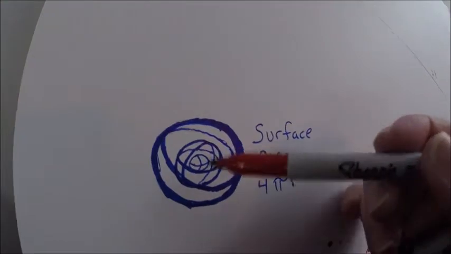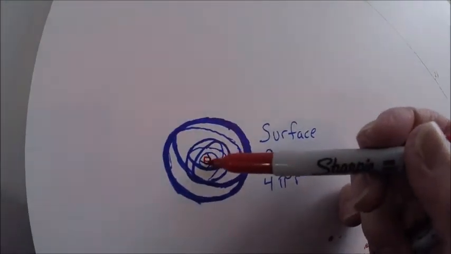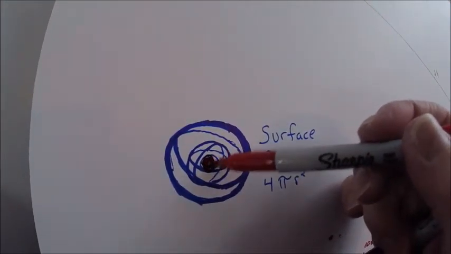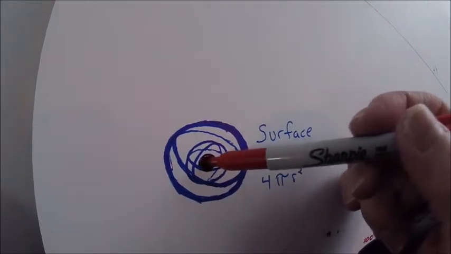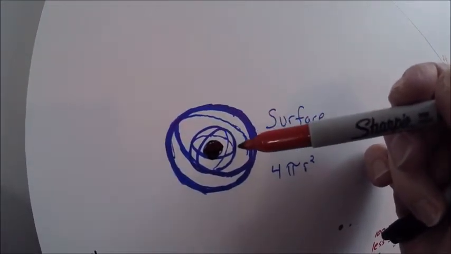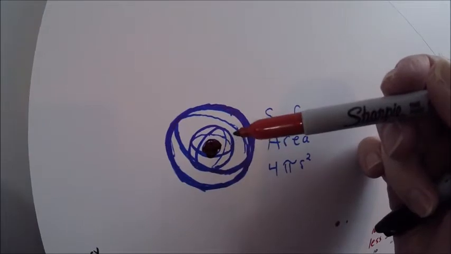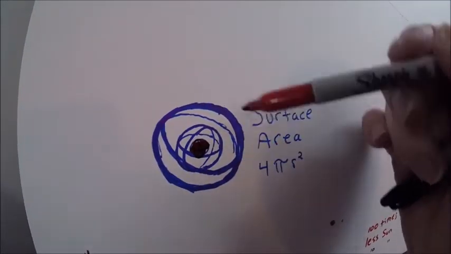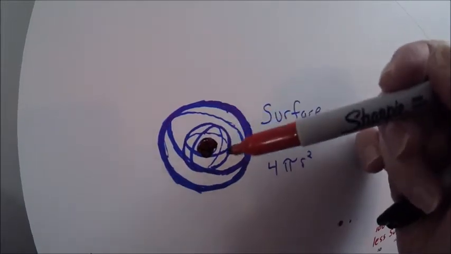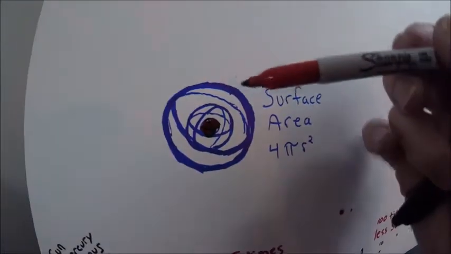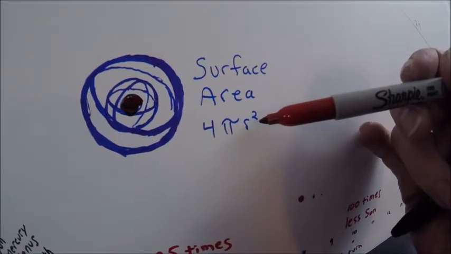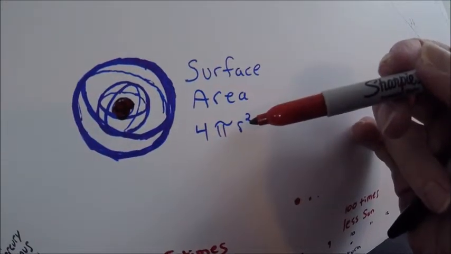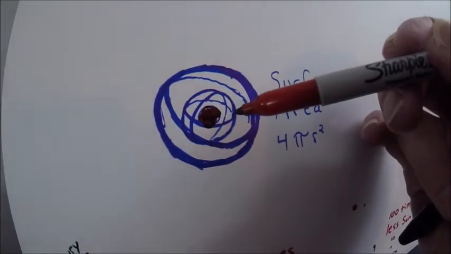So let's say this is the sun right here, if you can imagine my drawing being a sphere. And this is the orbit of, say, Venus. And this is the orbit of Mars. Mars is about twice as far away as Venus. The surface area of a sphere is 4 pi r squared. And in this case, the r is twice as big for Mars as it is for Venus.